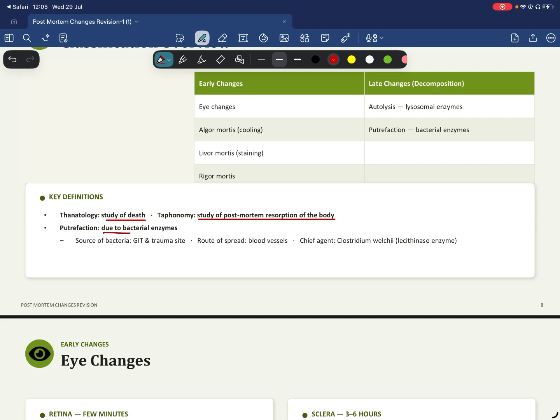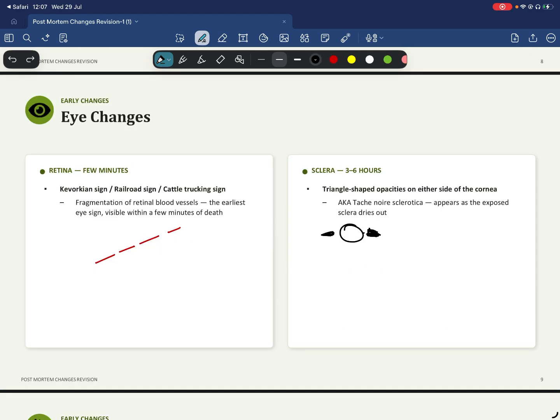Putrefaction is caused due to bacterial enzymes. The sources can be from the GIT or from the trauma site. It spreads through blood vessels, and the chief agent is Clostridium welchii. And the main enzyme which helps is called lecithinase enzyme. Early changes seen in the eye, in the retina, within a few minutes, we have Kevorkian sign, also called railroad sign or cattle tracking.